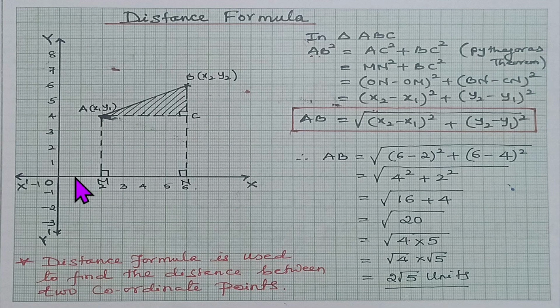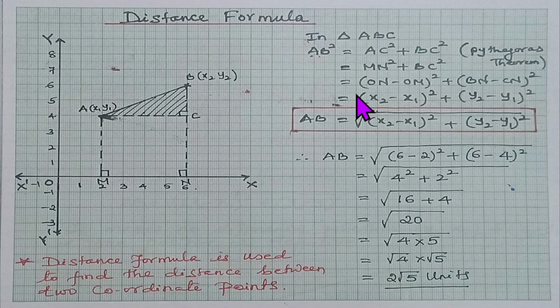But we know that ON is nothing but x2 and distance OM is nothing but x1, so we have x2 minus x1 whole square here, and the distance BN is y2 and CN is nothing but AM, and that is y1, and therefore y2 minus y1 whole square. So now AB square is equal to x2 minus x1 whole square plus y2 minus y1 whole square, and therefore AB is equal to square root of x2 minus x1 whole square plus y2 minus y1 whole square, and this is the distance formula.